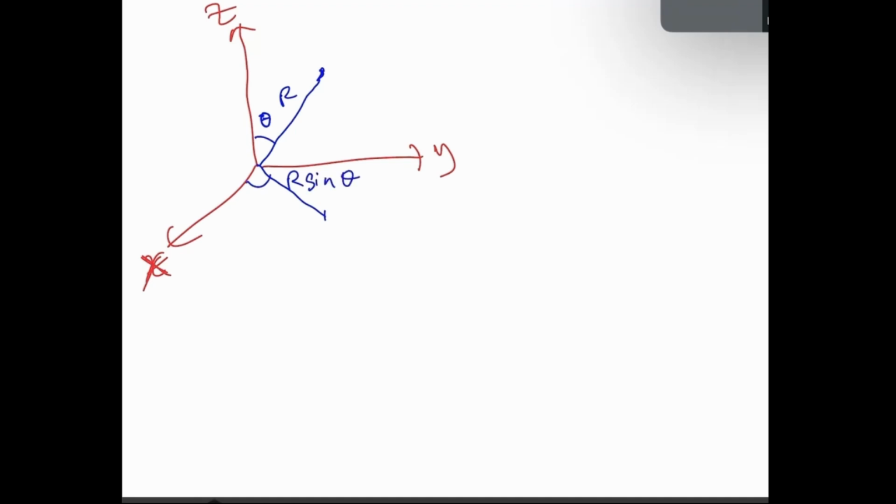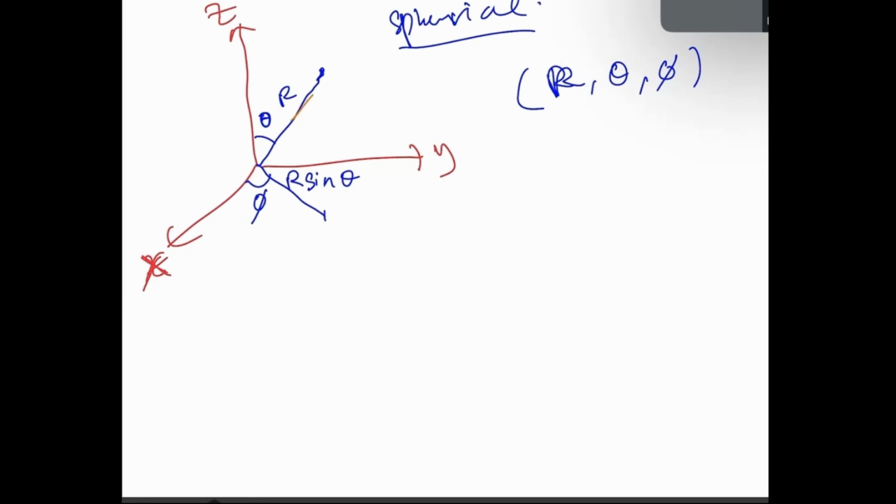The coordinate will be equal to r, theta, and phi. That is the coordinate for spherical. In spherical coordinates, we have r. So the changes of r, okay, this is r. Changes of r is here. This is r, so changes of r will be here, dr.